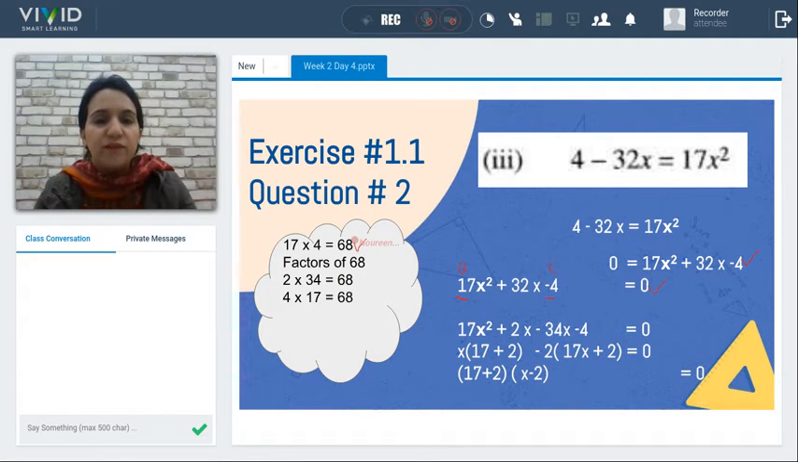अब 68 के factors बनाने के लिए let's start from the table of 2. 2 के टेबल में 68 कहाँ आता है? 2 times 34 is 68. You can use calculator to divide it, or you can do it mentally. और 3 के टेबल में 68 नहीं आता, so let's move to the 4.